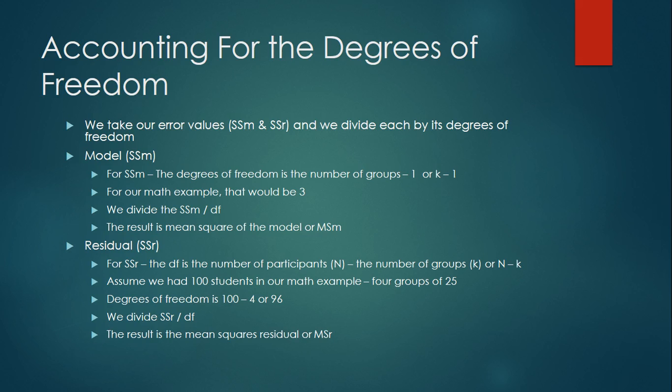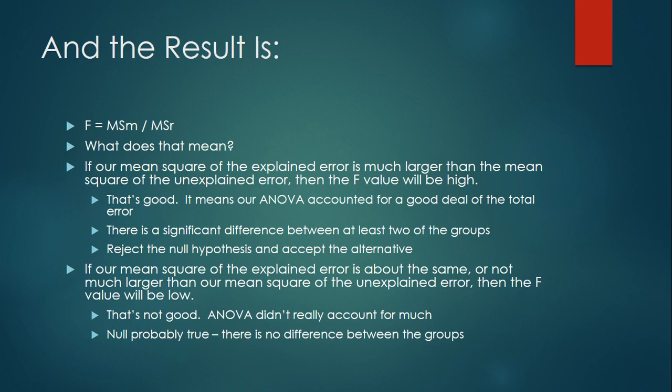All right, the final step is we calculate the F statistic by dividing the mean square of the model. Remember, that's your SSM divided by your degrees of freedom. And then we take that value and we divide it by the mean square of the residual. In that case, it was your SSR divided by your 96 degrees of freedom. So the F statistic equals the mean square of the model divided by the mean square of the residual. In plain terms, it's basically the explained error, transformed a bit, divided by the unexplained error.